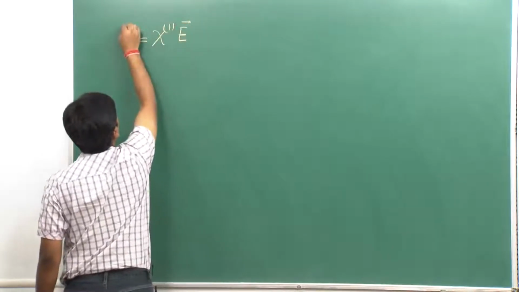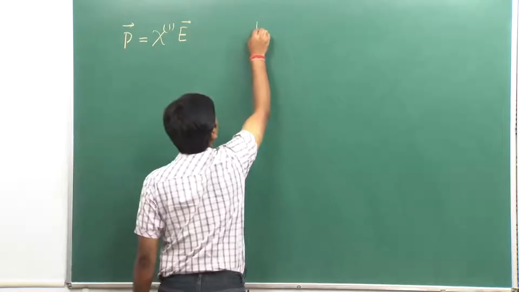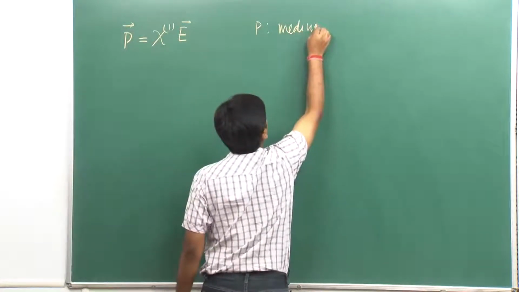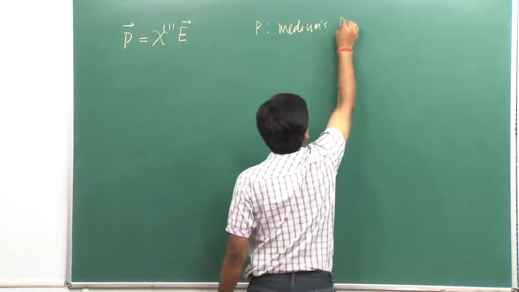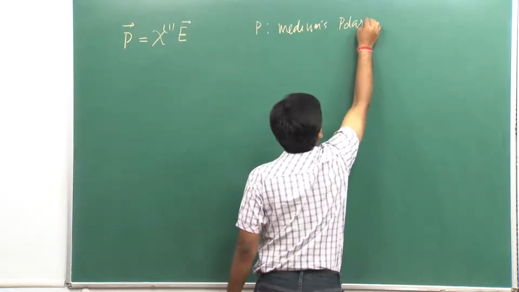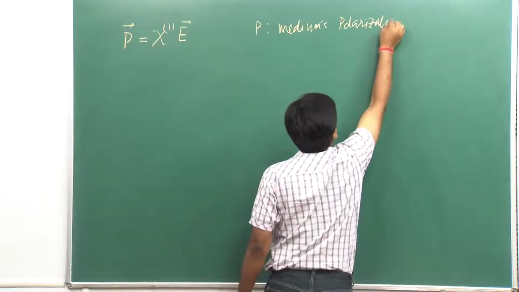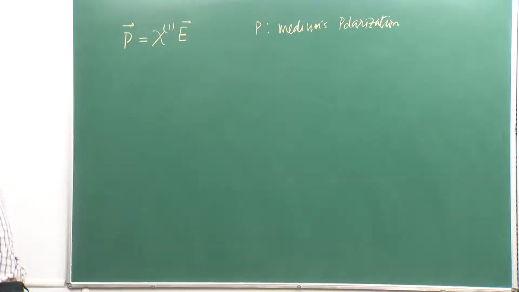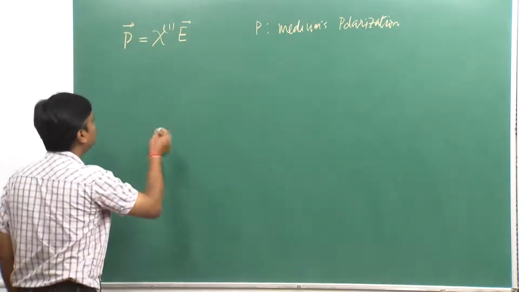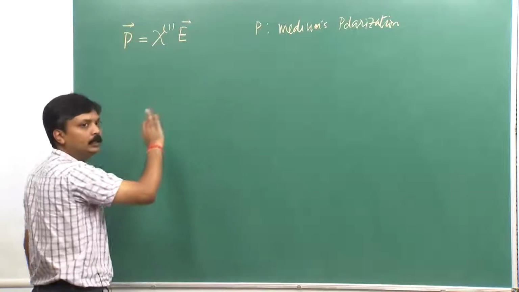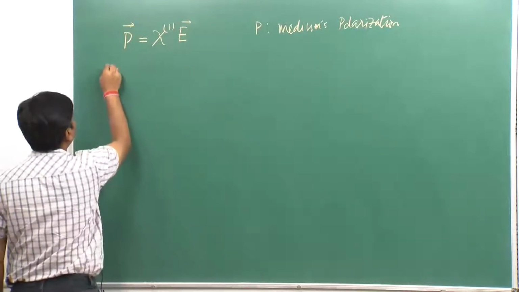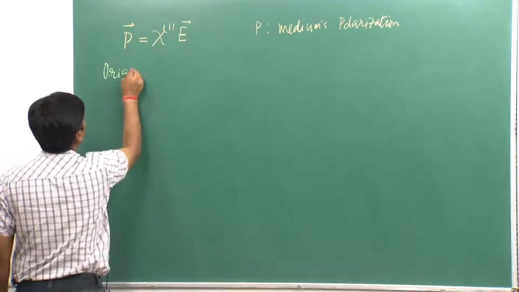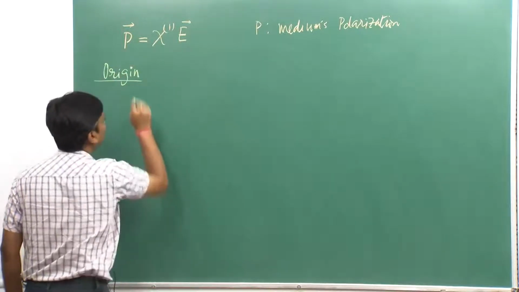equation, where P is the medium's polarization, E is the electric field. Now, at this point we asked what is the origin of this expression. Okay, so this is the part that we will discuss now.